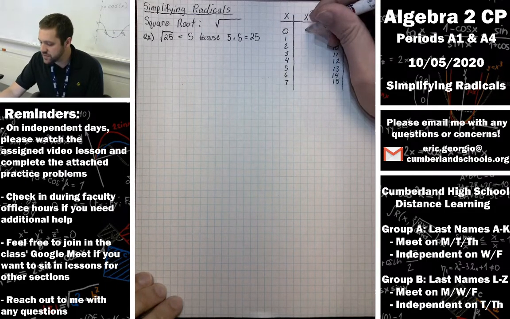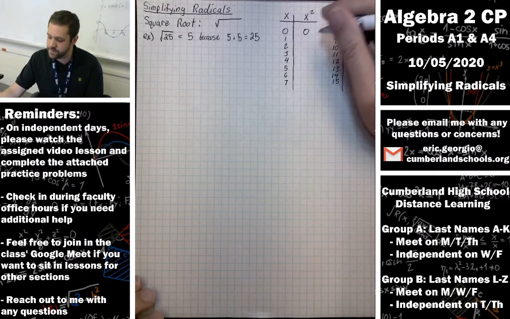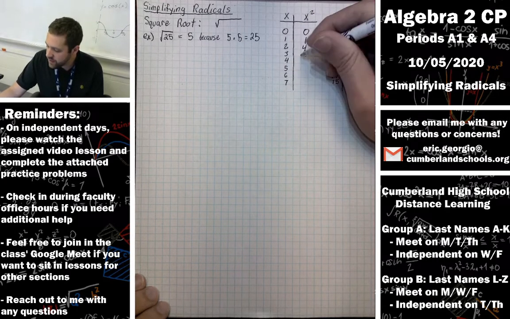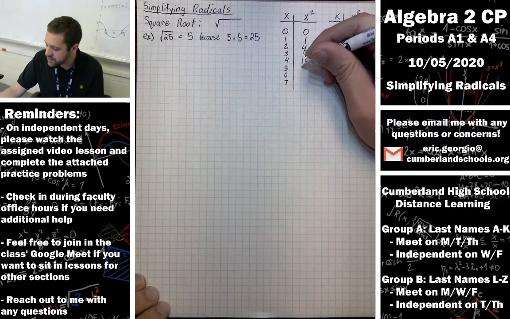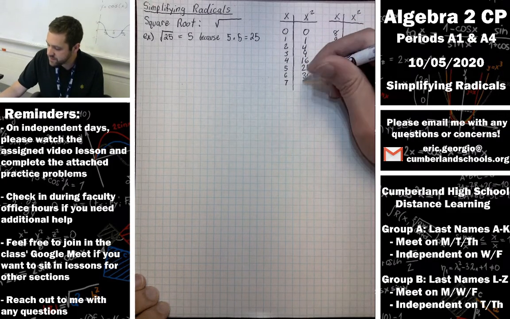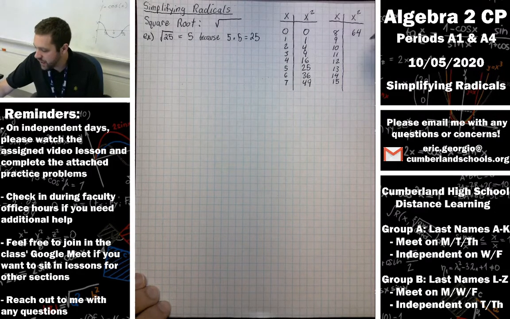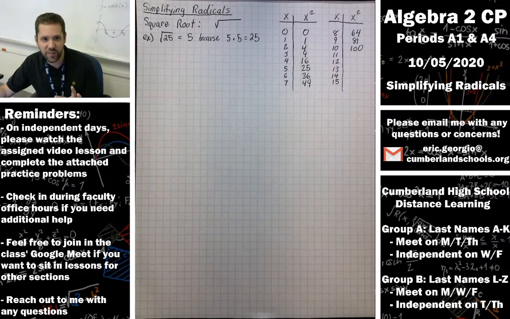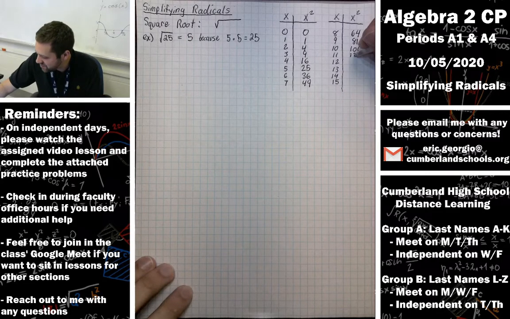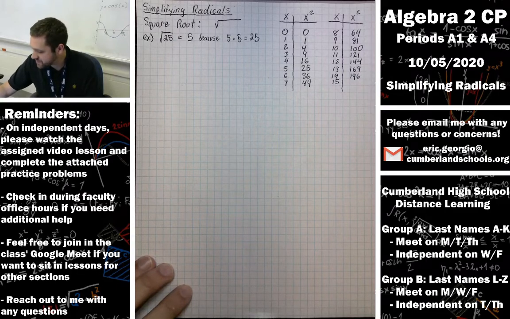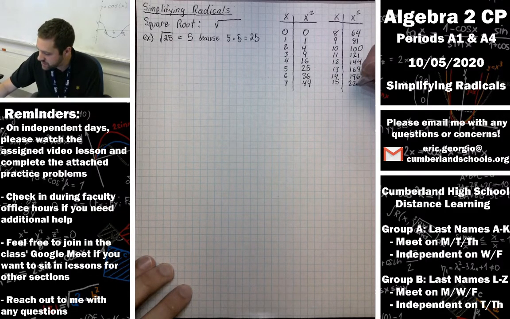Consider something like this. 0 squared is 0. 1 squared is 1. 2 squared is 4. 3 squared is 9. 4 squared is 16. 5 squared is 25. 6 squared is 36. 7 squared is 49. You may have already known those. 8 squared is 64. 9 squared is 81. 10 squared is 100. Typically all students are pretty comfortable with that, and then they're like, ooh, 11 squared is 121. 12 squared is 144. 13 squared is 169. 14 squared is 196. And 15 squared is 225.